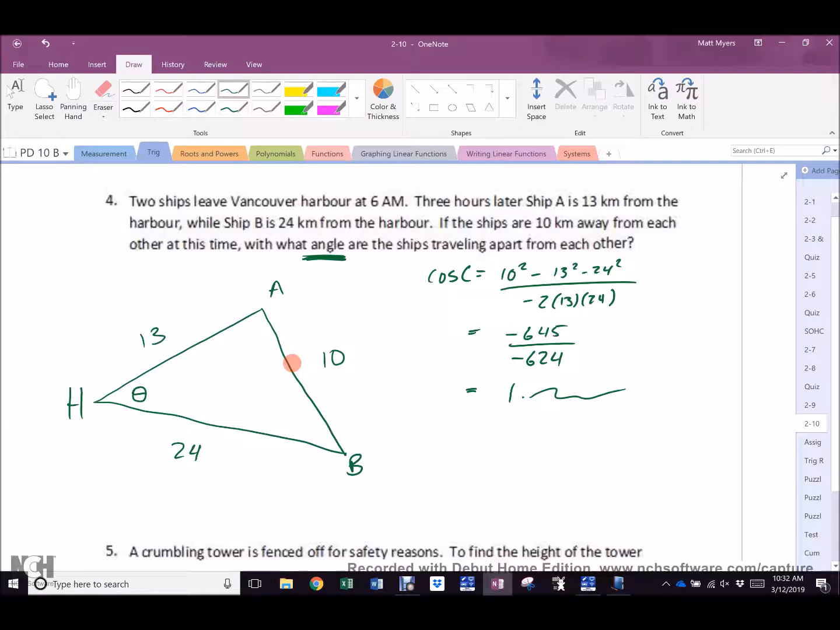Pardon me, Levi? 13 plus 10 is 23, and the hypotenuse is 24. But there is no hypotenuse. But I understand what you're saying. It's an impossible triangle. It's there on purpose.